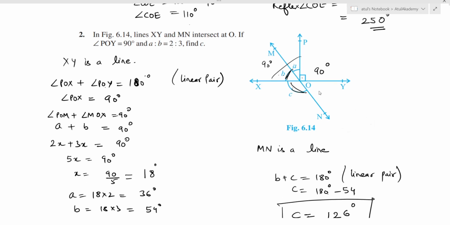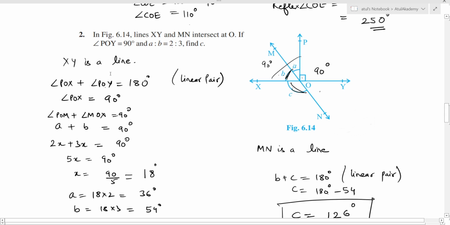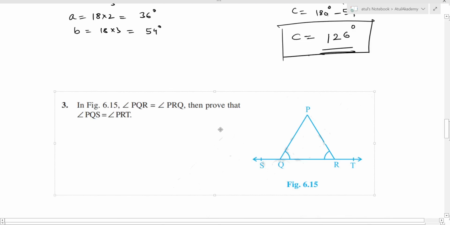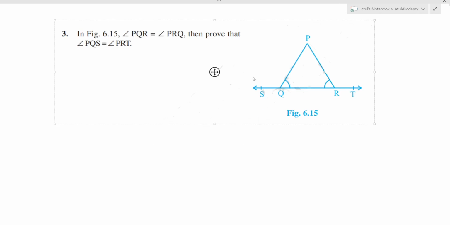You can get it by vertically opposite angles, that way, any way you find, it will be done. So it's up to you which method you use and how you start, and you have to come up with the same correct answer. Okay, students, I hope this is also clear. Let's now move to the next question. That's also an easy question. Over here, if you see in this figure, you don't have an intersecting line. You have angles given over here. It's a triangle over here, this PQR and PRQ.